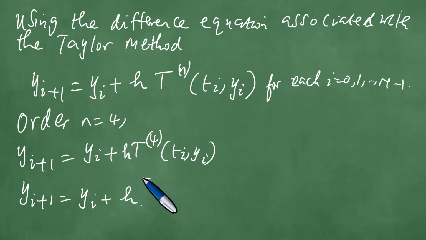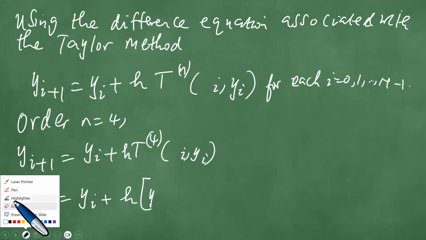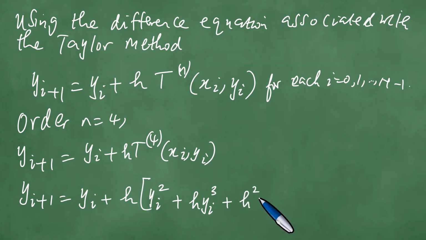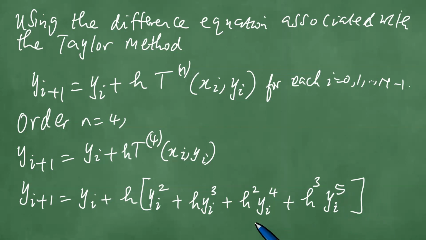So you have the t4. Okay, we have seen that before. I'm just going to plug it in here. I'm using the t's and the x's interchangeably, but here we're dealing with functions of x and y. So you have yi squared plus h yi cubed plus h squared yi to the 4th power plus h cubed yi to the 5th power, and we have that.